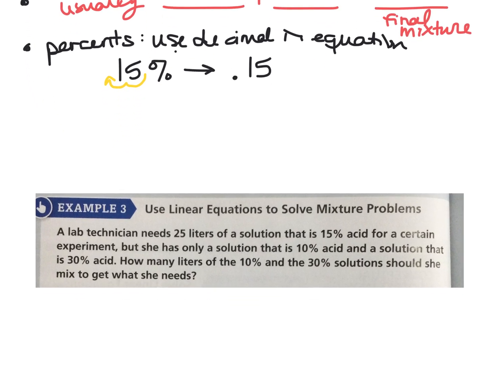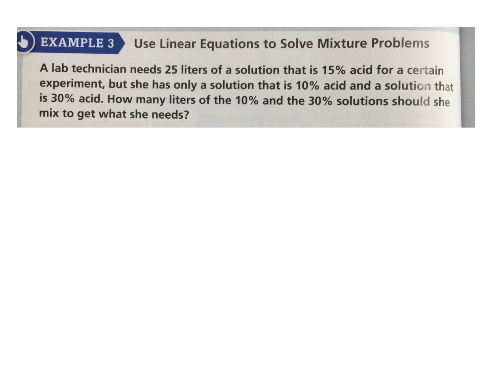All right, so let's go ahead and dig into this first example. This one says, a lab technician needs 25 liters of a solution that is 15% for a certain experiment. But she doesn't have that. She only has a solution that is 10% and a solution that is 30%. How many liters of each should she mix to get what she needs? Just for the sake of taking notes, copy down these 3 things that we just underlined in bullet points, everything that I just highlighted in yellow.